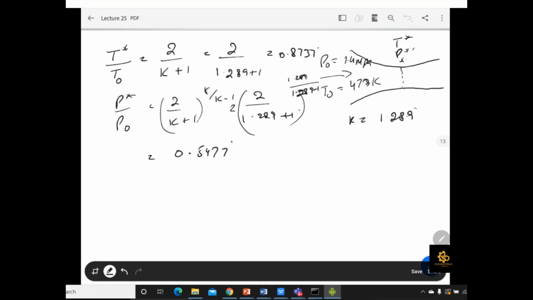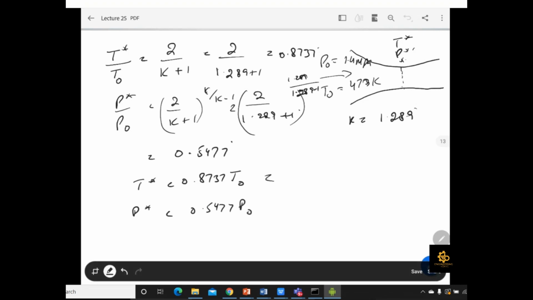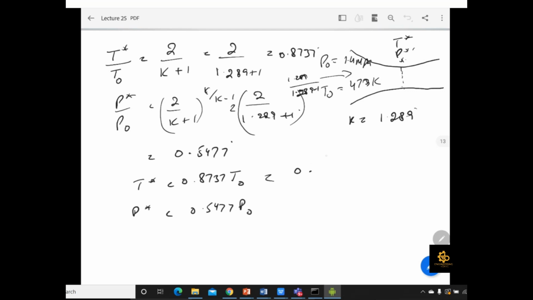So now the ratio of the critical temperature over the stagnation temperature, and the ratio of the critical pressure to the stagnation pressure, are known to us. Simply, T star is equal to 0.8737 times T naught, and P star is equal to 0.5477 times P naught. The P naught and T naught values are mentioned in the question, so you simply plug in the values and you will get P star and T star.